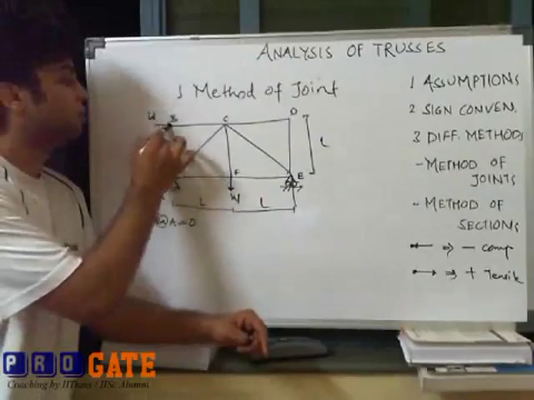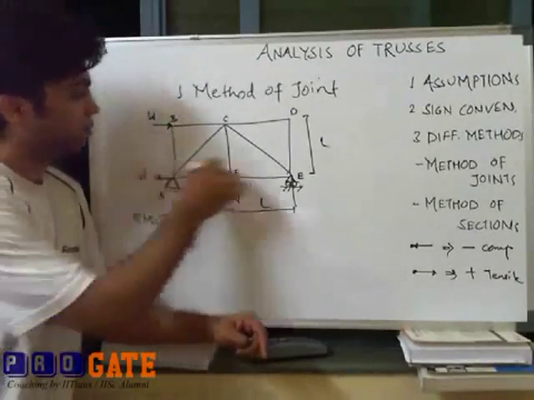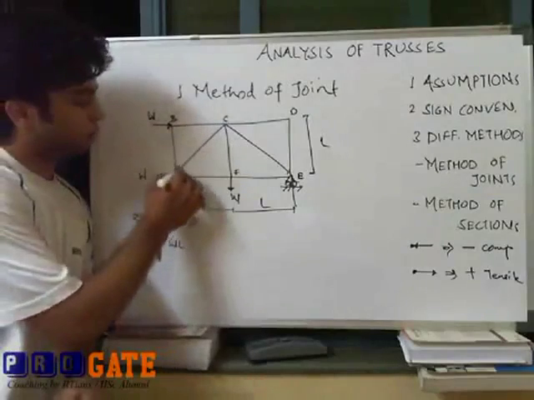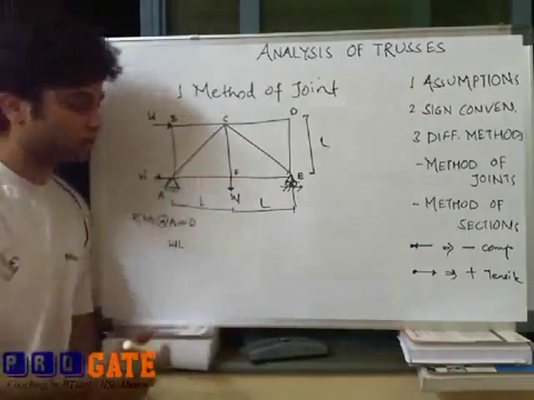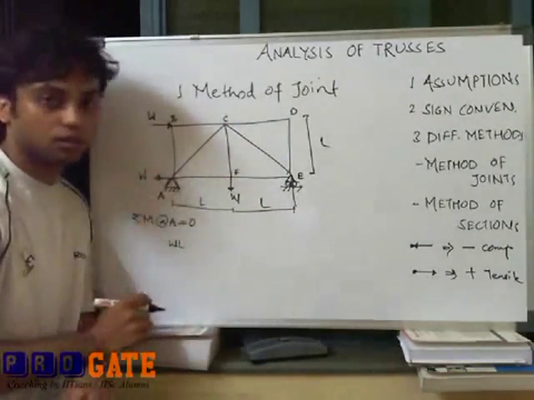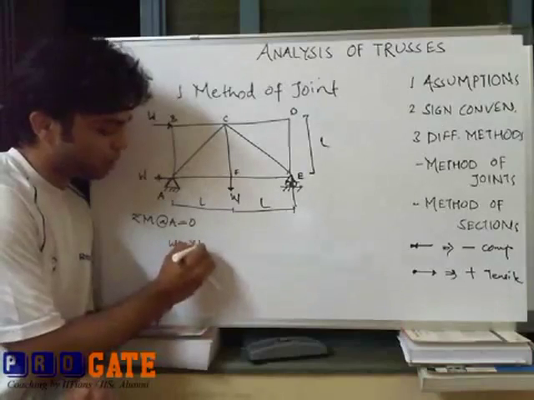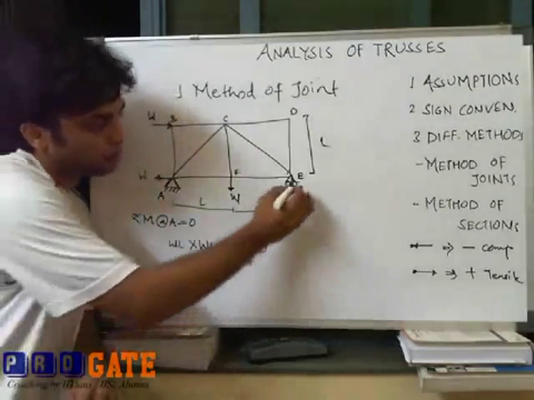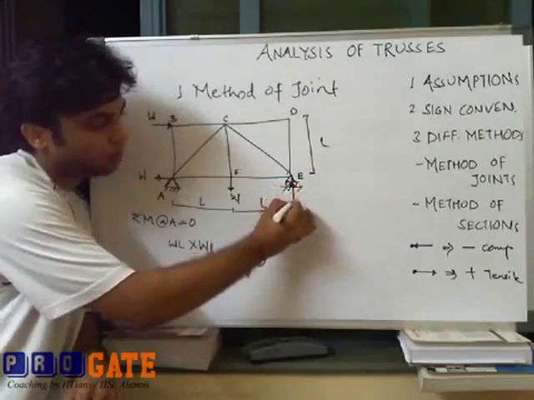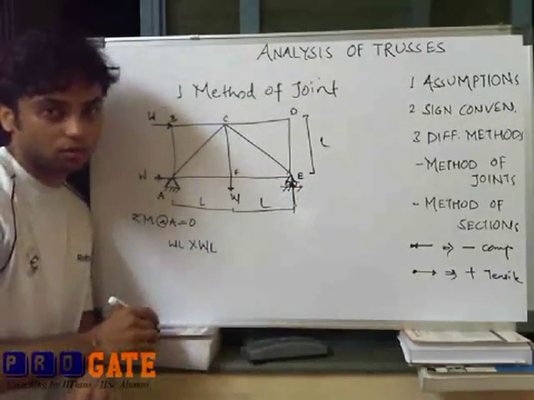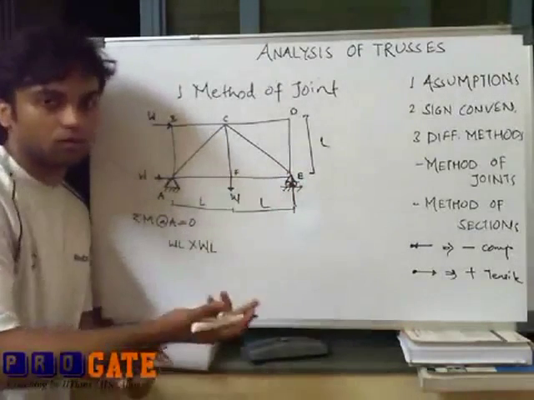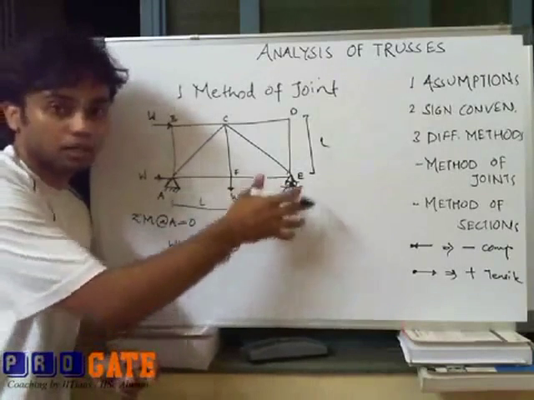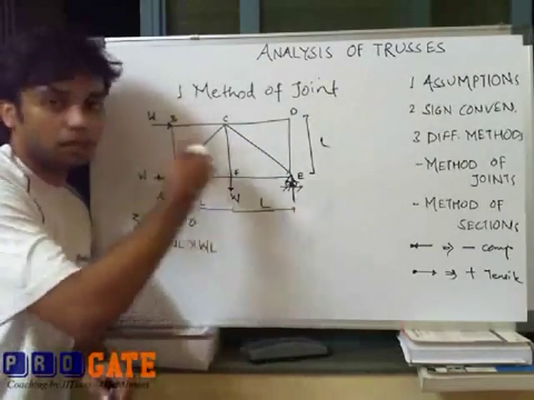Then what will be the moment of this force? W will be equal to W into L. WL, and it is in clockwise direction. Same is the case with this vertical load W. Moment due to that load will also be equal to W into L, and it is in clockwise direction. Initially what we have assumed is this load will be vertically upwards. So from our assumption, the moment that it will generate about this point will be in anti-clockwise direction.